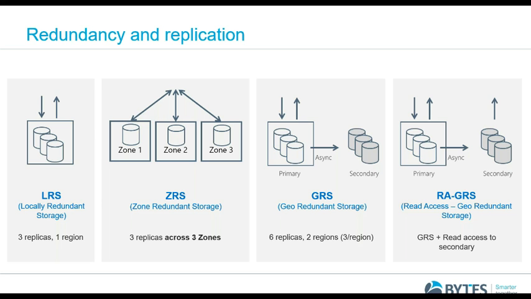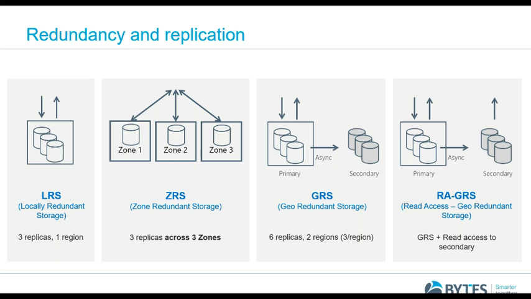The next level up from that is GRS. GRS takes LRS and just replicates that to a secondary region. Usually that would be that region pair that I mentioned previously, but you can actually have that replicated to pretty much any region, and that happens asynchronously. That means that you'll have effectively 3 replicas in one location and 3 replicas in another location. So should something go wrong, such as I mentioned in UK South, where you had that outage, if you hadn't made use of ZRS, and you're making use of GRS, you could have failed over to that secondary location.